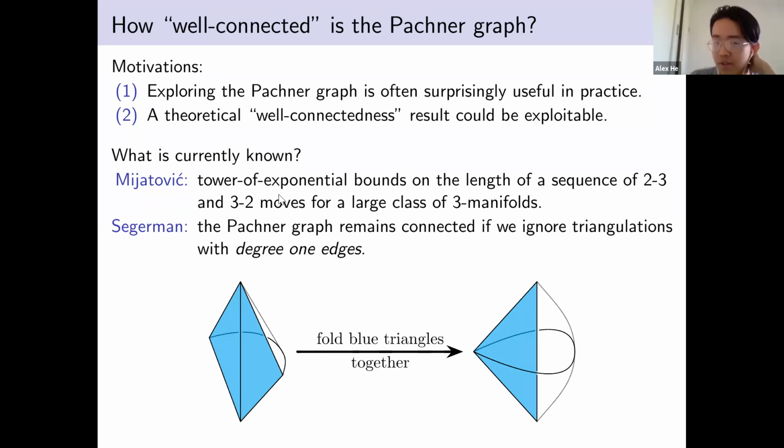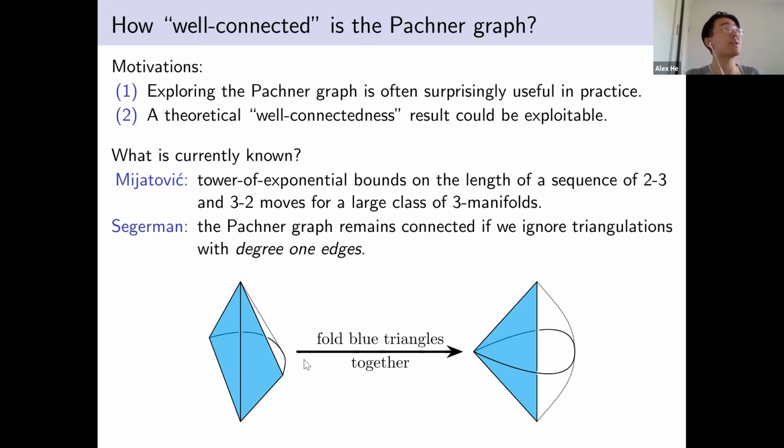There's another result, from a few years back due to Henry Segerman, which basically says, if you ignore triangulations with degree 1 edges, so you actually throw away some triangulations, which is like deleting some vertices of the pachnograph. The triangulations that we throw away are the ones with degree 1 edges.